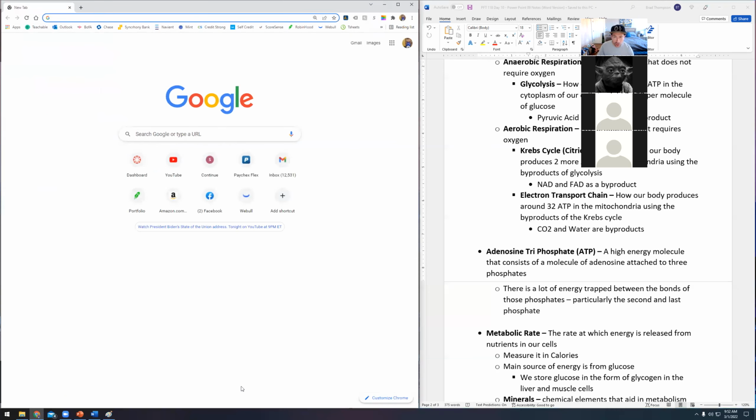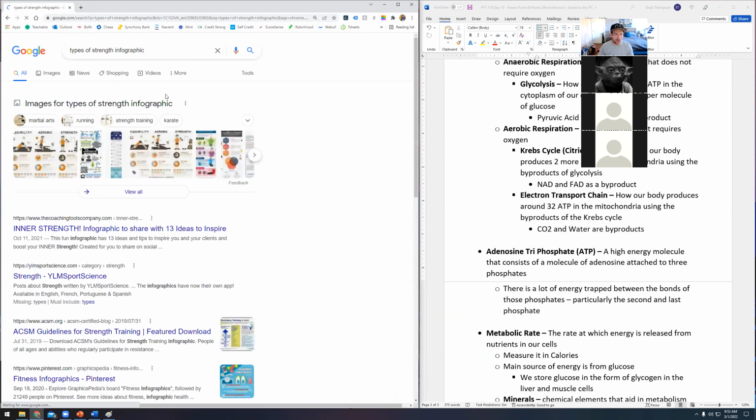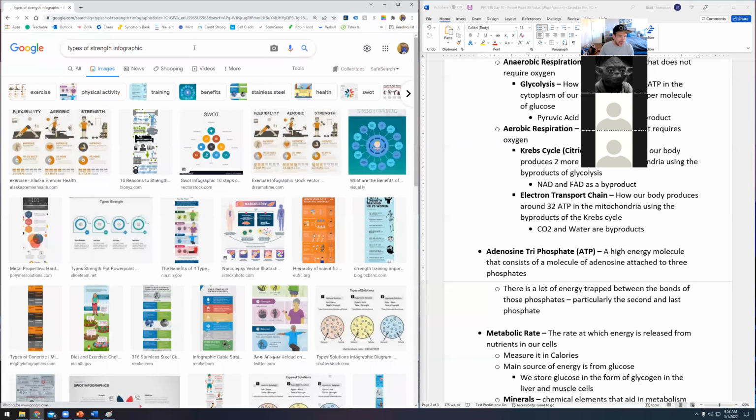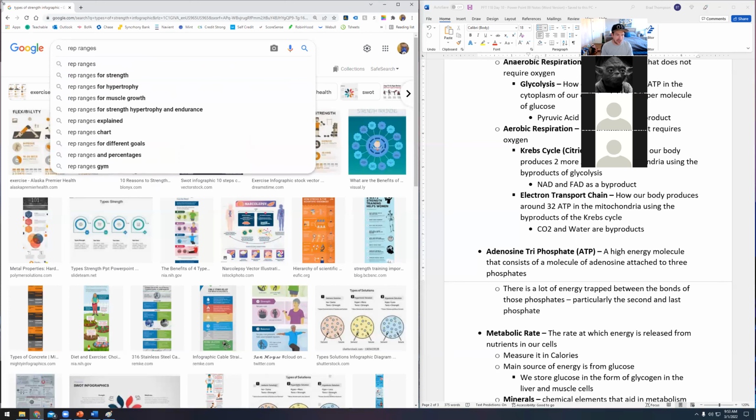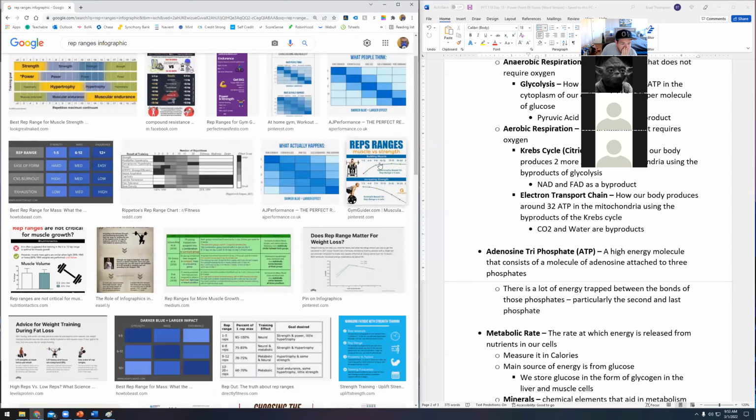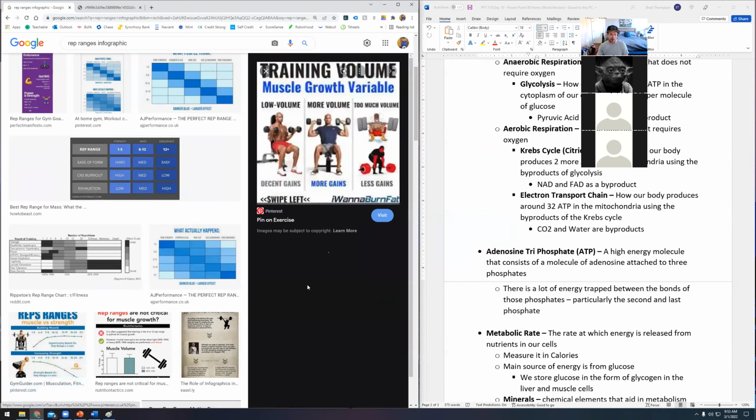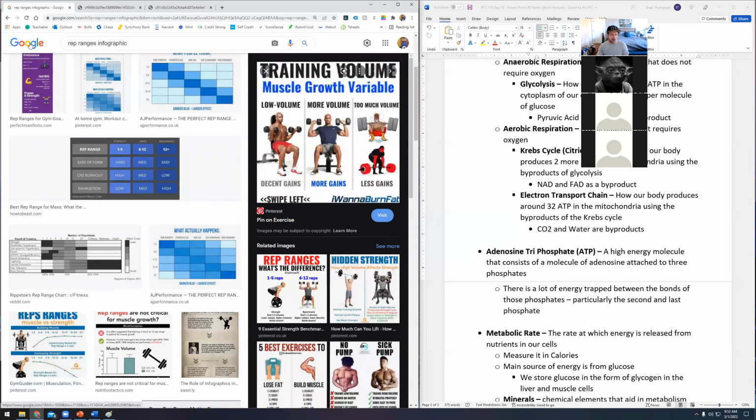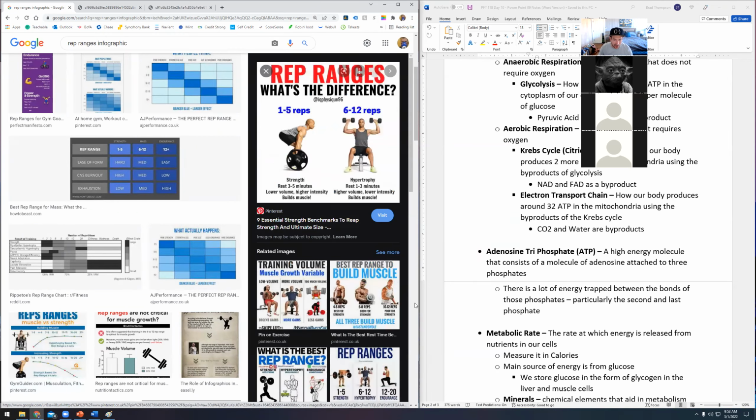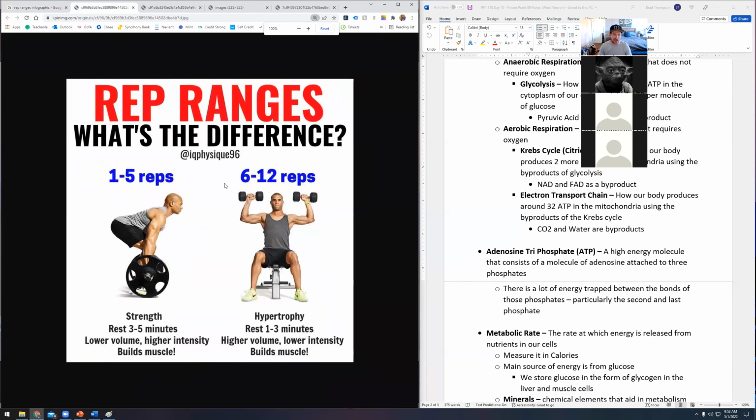I'm sure you've seen these infographics on Instagram. Types of strength. I don't know if I'll be able to pull this up because I have no idea how to Google this. Rep ranges infographic. Yeah, kind of that. There we go. You always see this kind of stuff, right? There's another really good one there in the middle. They always show you pictures of one athlete versus another. I get these on my Instagram all the time.